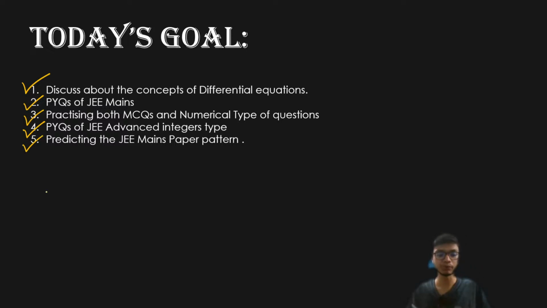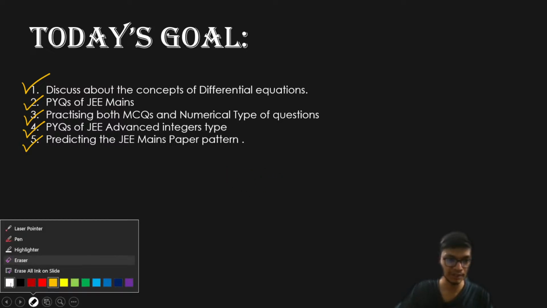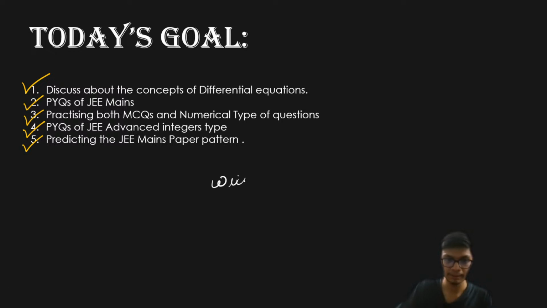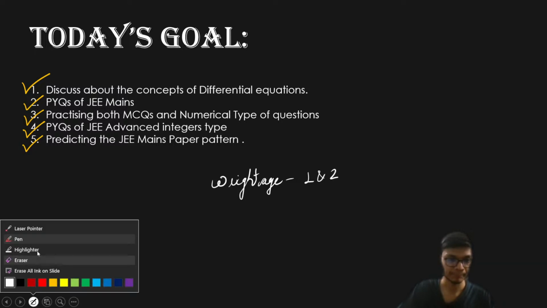And with that, we're going to do some kind of paper analysis. If you look at the weightage of this chapter, it is around 1 or 2 questions. If you look at the different papers of each year, the weightage is generally around 1 or 2 questions.